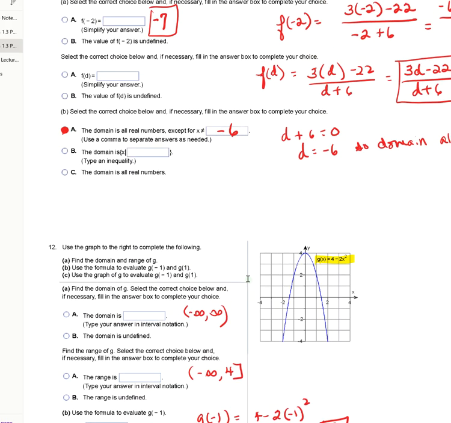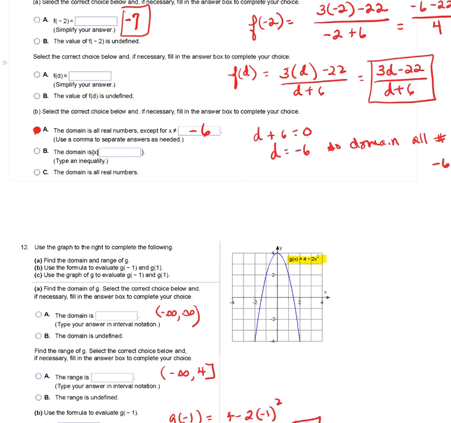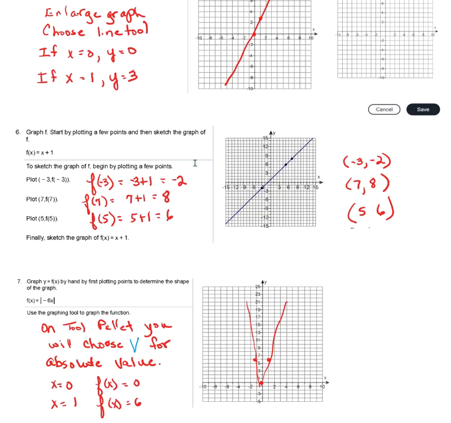And that should be our problem set for 1.3. So now you should be prepared to go and do that homework. So if you have any questions, be sure to let me know.